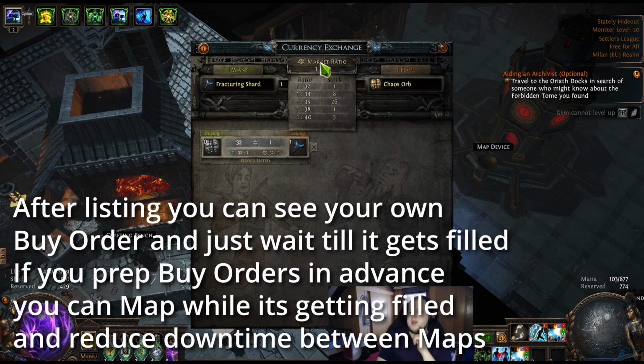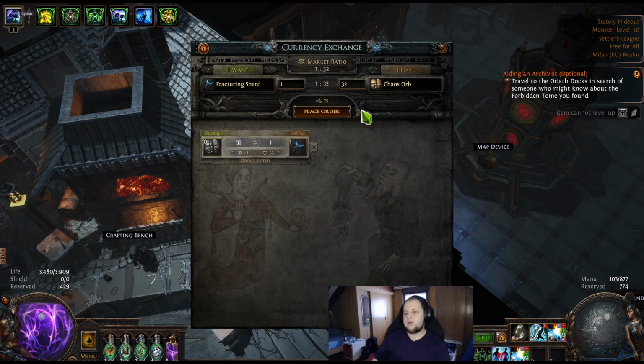So if somebody now comes and wants to buy a fracturing shard, they're going to see, okay, there's one for 32. I just created my own listing, stated my demand, and now I'm going to run a map, maybe two, and somebody's going to fulfill the demand eventually. At least that's what my experience has been so far. Hopefully I don't get the showmanship effect, where it doesn't work the moment I show it, but we will be seeing this in a moment.